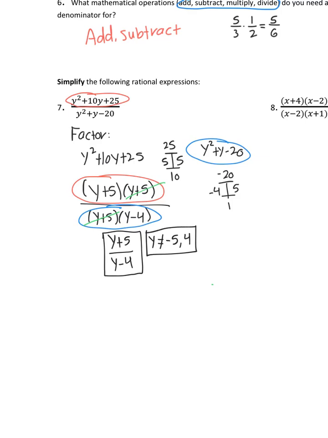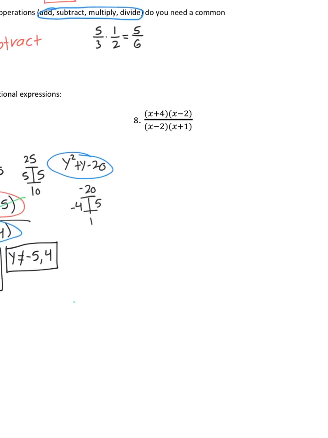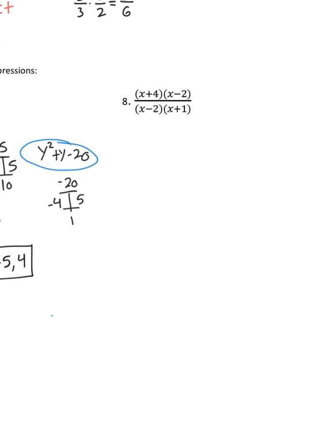Okay, moving on to number 8. This one is already in factored form for you. You don't have to factor it. You just have to be able to identify which ones are the same. So I can get rid of the x minus 2's, and I'm left with x plus 4 over x plus 1. And that's your simplified form.